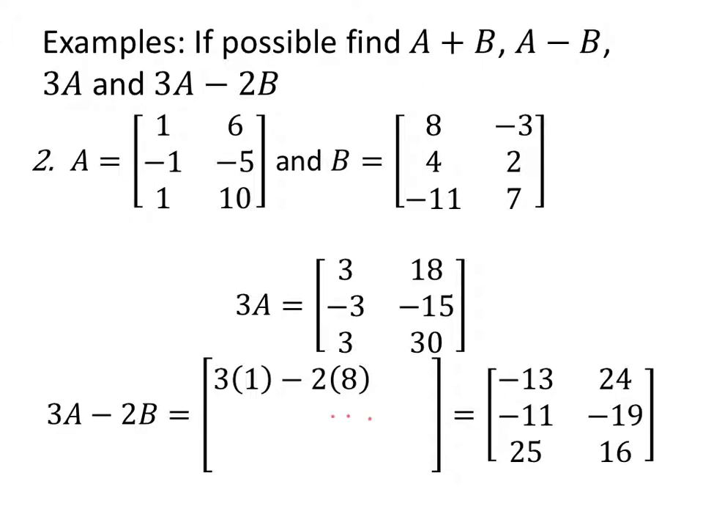As in the pattern continues. So 3 times 1 minus 2 times 8, that's 3 minus 16, which is negative 13. 3 times 6 minus 2 times negative 3, that's 18 plus 6, which is 24. 3 times negative 1 minus 2 times 4. 3 times negative 5 minus 2 times 2. 3 times 1 minus 2 times negative 11. 3 times 10 minus 2 times 7.